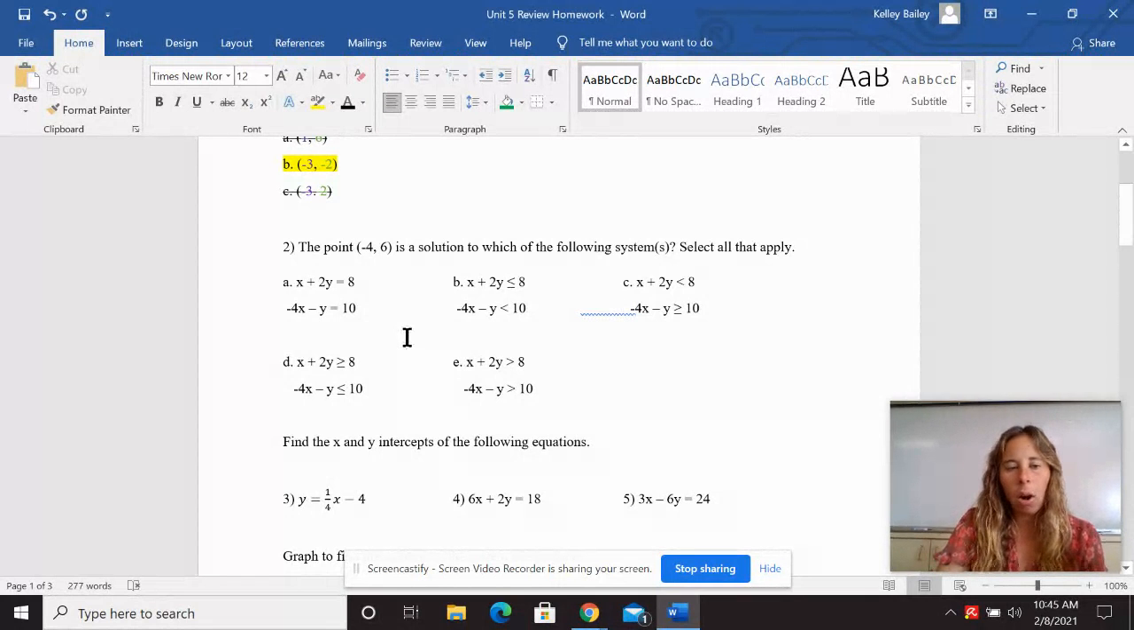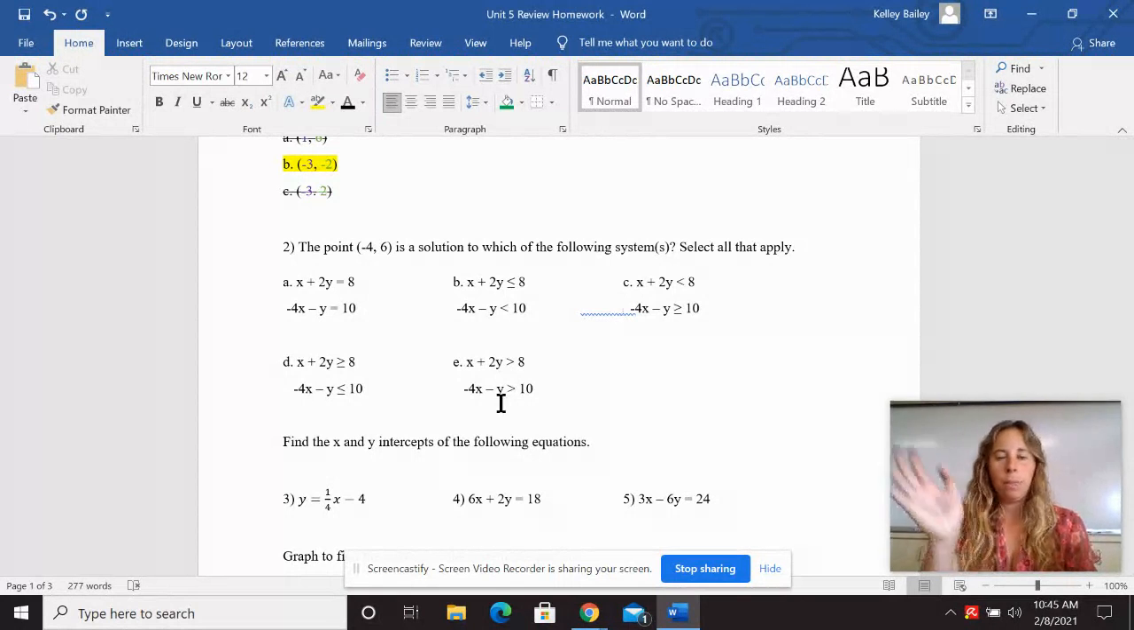Okay, they are all the same except their signs are different. Their inequality signs are different. That's the only difference. The numbers and variables are all the same. x plus 2y and 8, negative 4x minus y, and then 10. The only thing that's different between all of these systems are the inequality signs. Just helps to notice that.